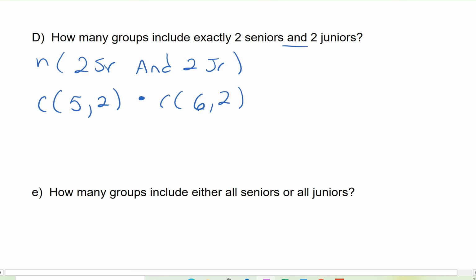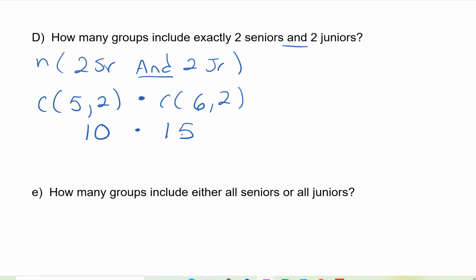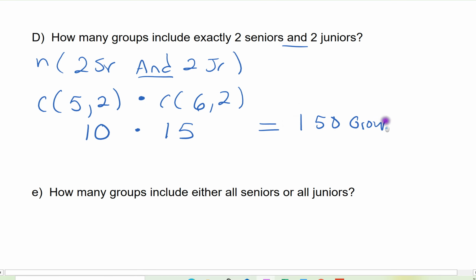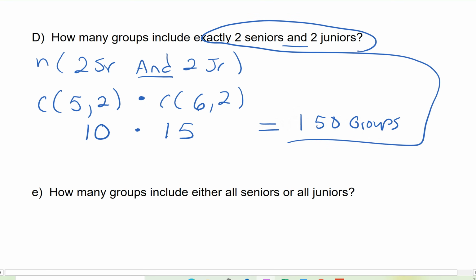So I type those into the calculator. I do combinations 5 choose 2, and combinations 6 choose 2, and times that together. Combinations 5 choose 2, if you put that in the calculator, it should come out 10. And then times, because we're using the word and. If you type in combination 6 choose 2, that should come out 15. So there are 15 ways to get 2 juniors. There are 10 ways to get 2 seniors. And then to get my complete group of 4, it'd be 10 times 15. So there's a total of 150 groups with exactly 2 seniors and 2 juniors.